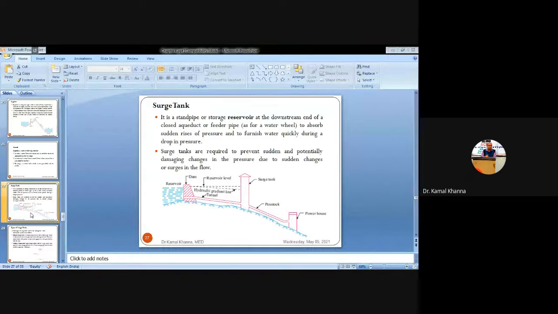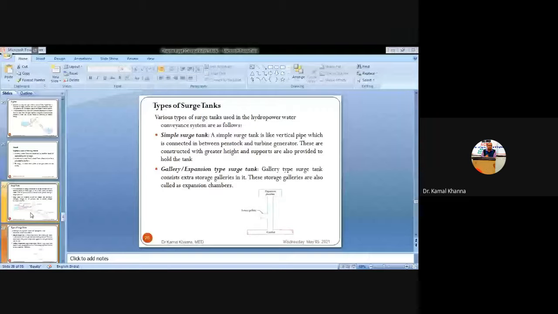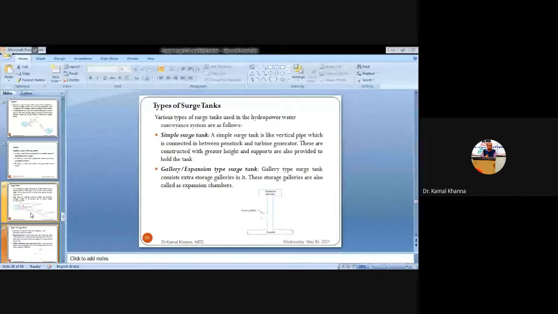Second is the expansion type chamber surge tank. This is the figure on this slide. It consists of the expansion chamber at the top and the expansion gallery at the bottom. This is also called the conduit pipe, from where the water is being transported. This is the lower gallery, the middle portion of the surge tank, and at the top is the expansion chamber.